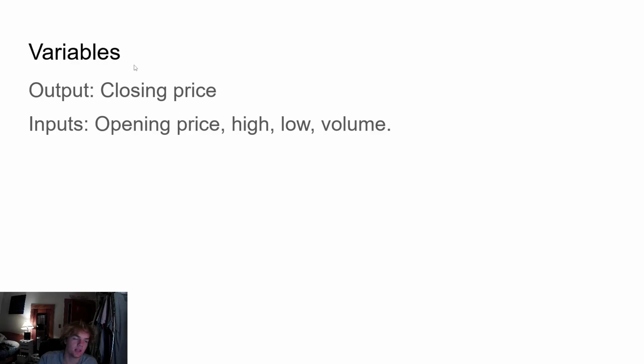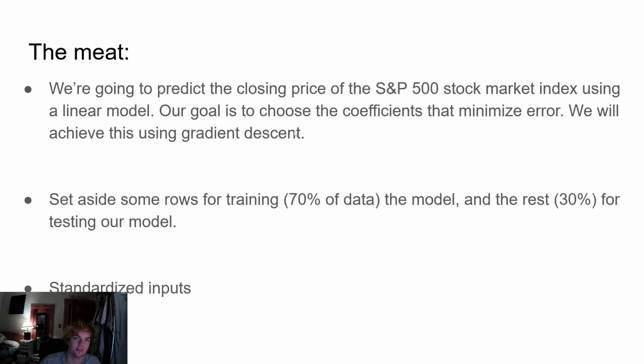So like I was just saying, these are my variables. What I'm trying to predict is the closing price, and I'm going to do that using the opening price, the high, the low, and the volume. So what am I actually going to do? I'm going to use gradient descent. The goal is to make the most accurate model possible. So we're going to try to pick the values of beta which are going to minimize the error, and like I said, we're doing that with gradient descent.